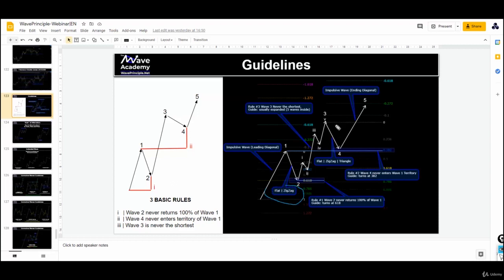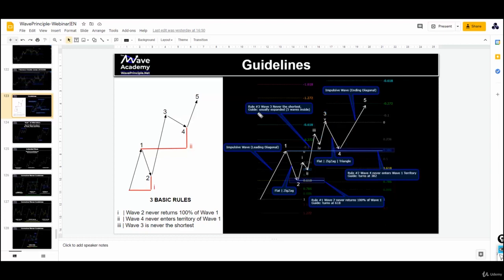And then we have another thing such as alternation, which is very important. That wave 2 has to be different to wave 4. They alternate. If you get here a flat, you cannot have a flat here again. Another guideline is that wave 4 usually returns to the 0.382 of wave 3. That doesn't happen always, but it's something that may show up.